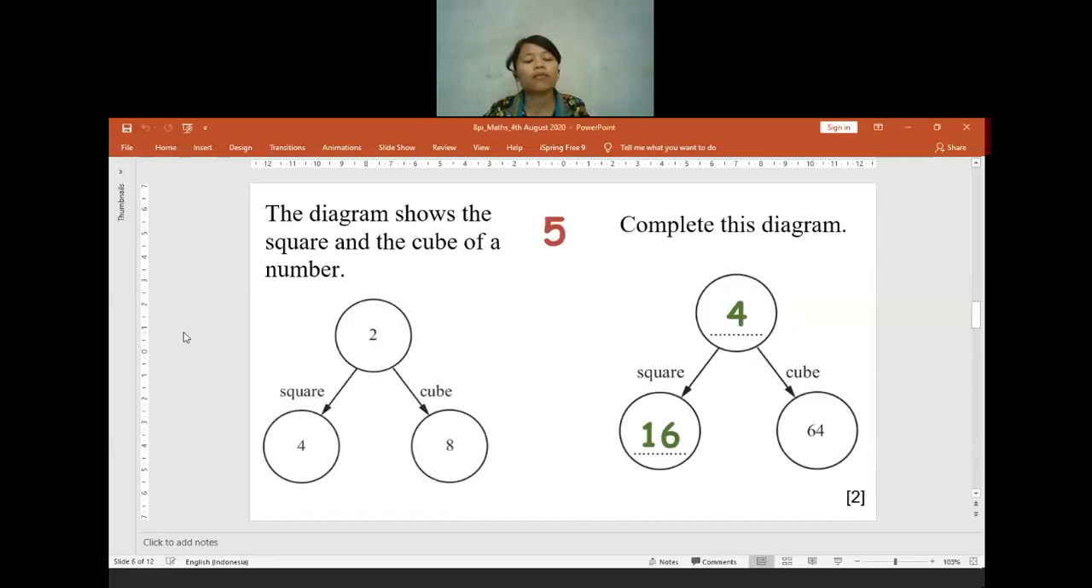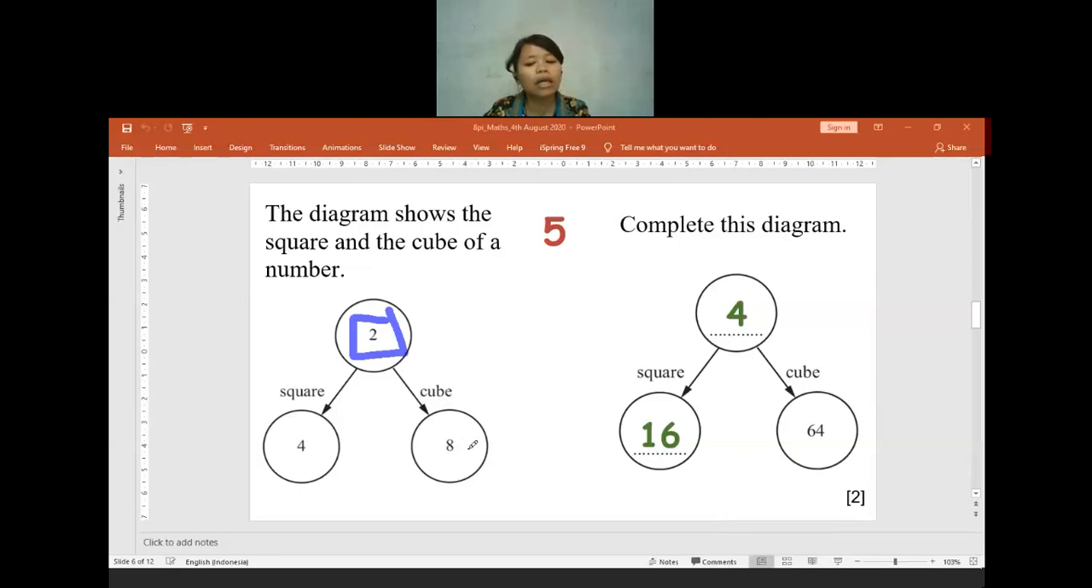Okay, for question 5, we already have the diagram here. We already have the example 2 and then 4 and 8. We have to complete the diagram using this same method. So here, from the example, we have 2, and then 2 cubed will be equal to 8.